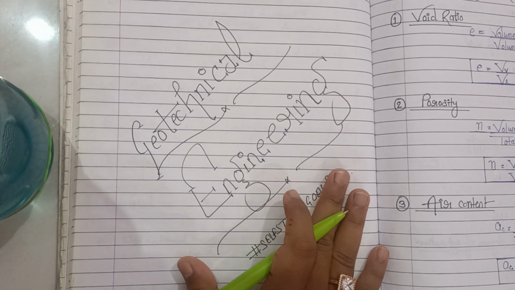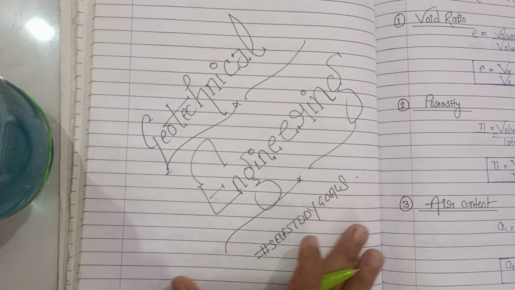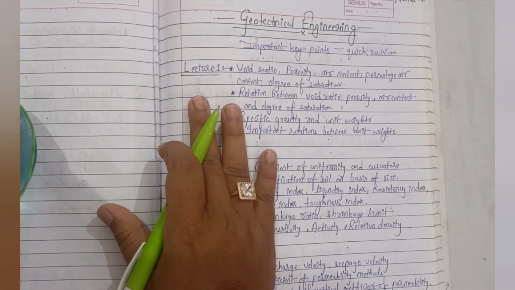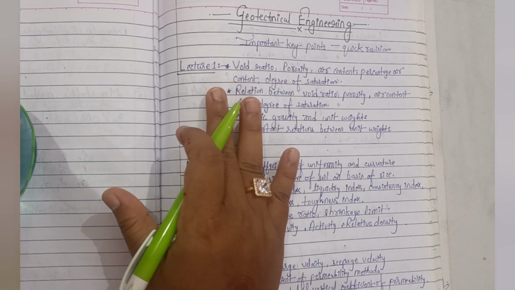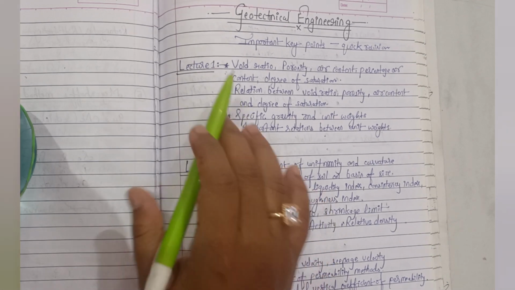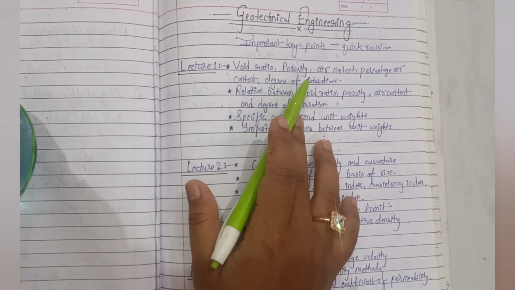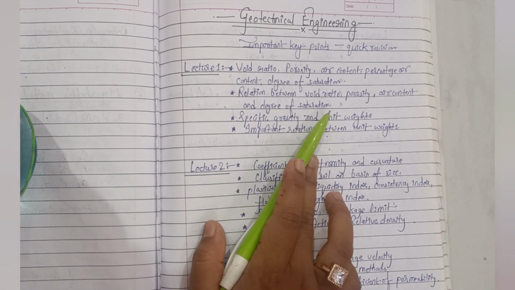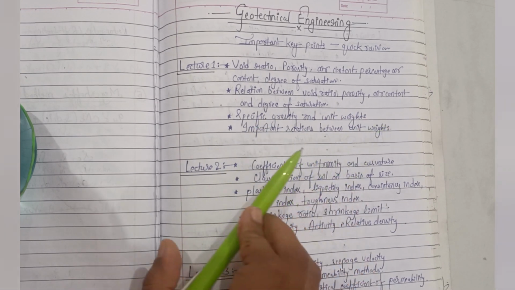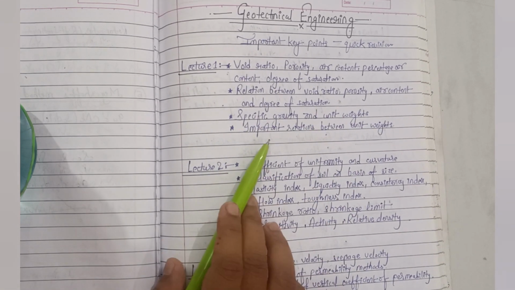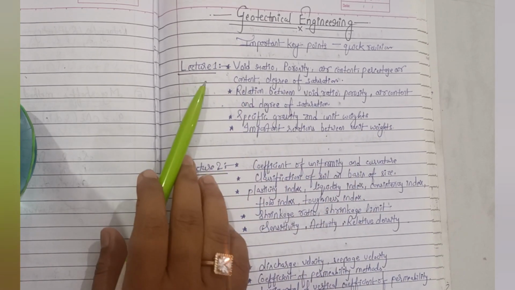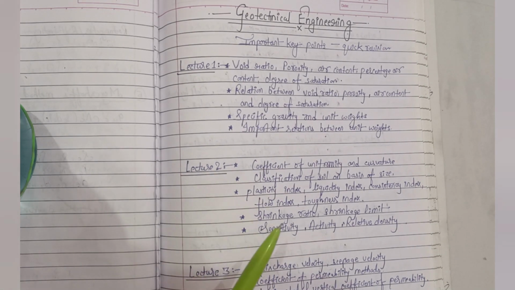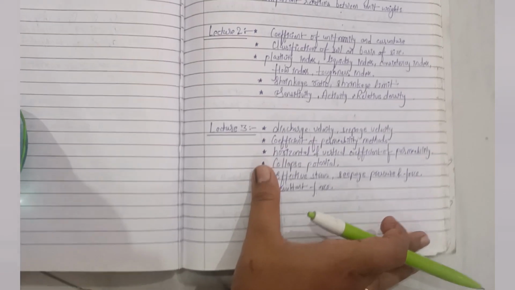From this lecture we are going to cover geotechnical engineering. Okay, the geotechnical engineering playlist, these are the lectures. I have written the topic of these lectures here, so it will be easier for you to cover a particular lecture. In the first lecture we will see the void ratio, porosity, air content, percentage air content, degree of saturation, relation between void ratio, porosity, air content and degree of saturation, specific gravity and unit weights, and important relations between unit weights. So in lecture 1 we will see all these topics in a quick revision format, and then we will see all these lectures in the upcoming videos.